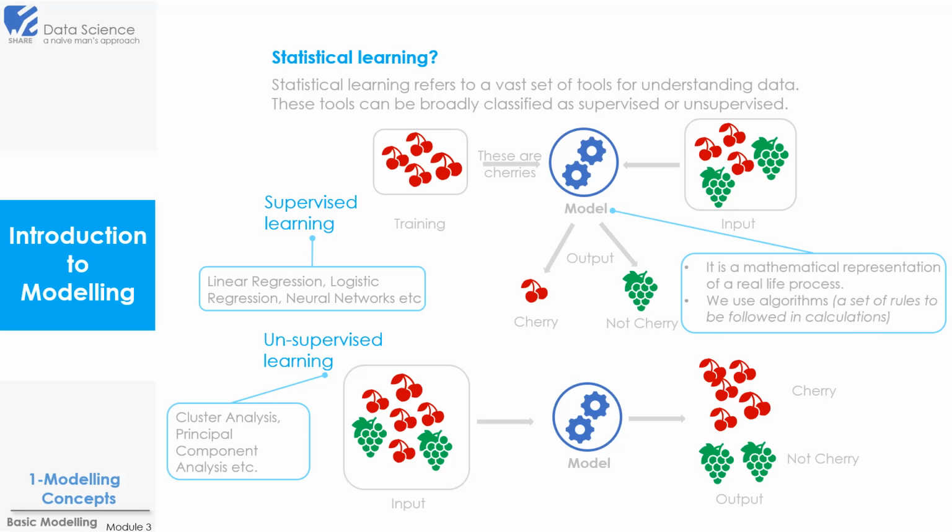Okay, so the next question is, what is a model? A machine learning model is a mathematical representation of a real life process. And we use algorithms for building a model. And algorithms are a set of rules which is to be followed in calculations. So this was statistical learning in brief.